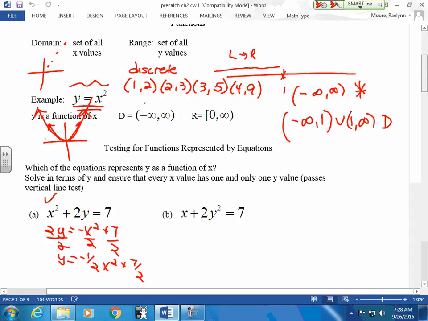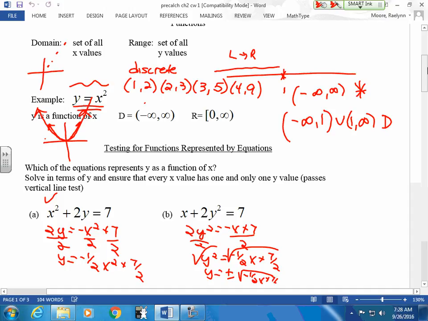This one, we'll solve for y. And we'll divide by 2. And then what do I have to do to get y by itself? Square root. Now when you physically take the square root, you get a plus or a minus. So whatever this answer comes out, say it comes out to be 2, I get a plus 2, I get a minus 2. That's assigned to the same x. So is that a function?